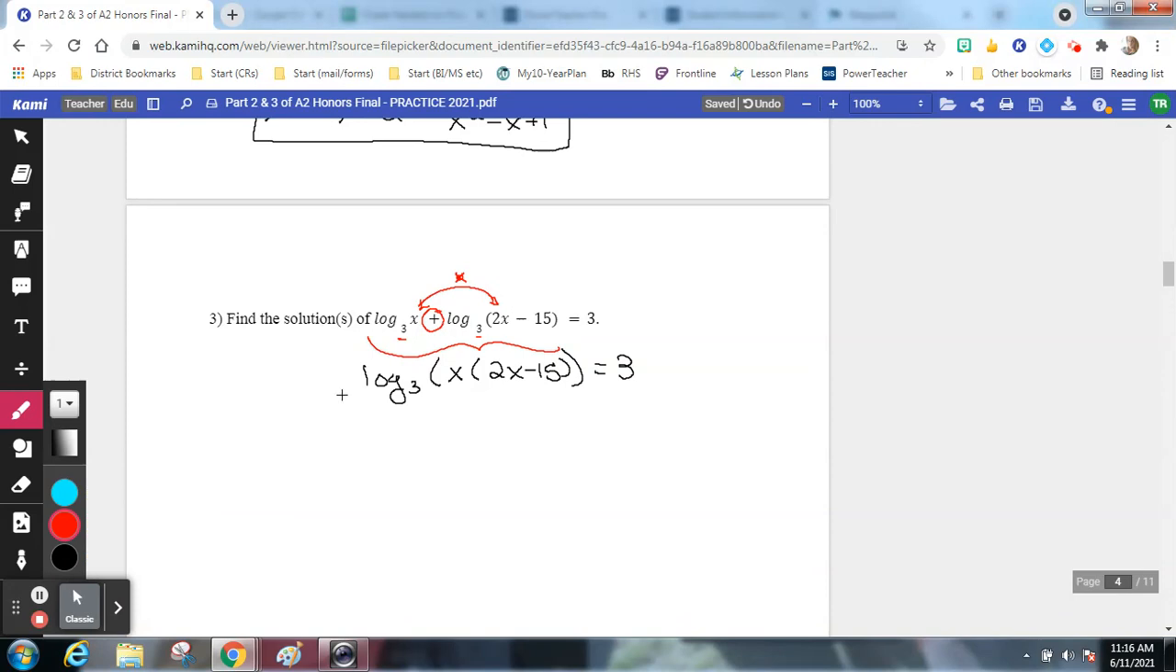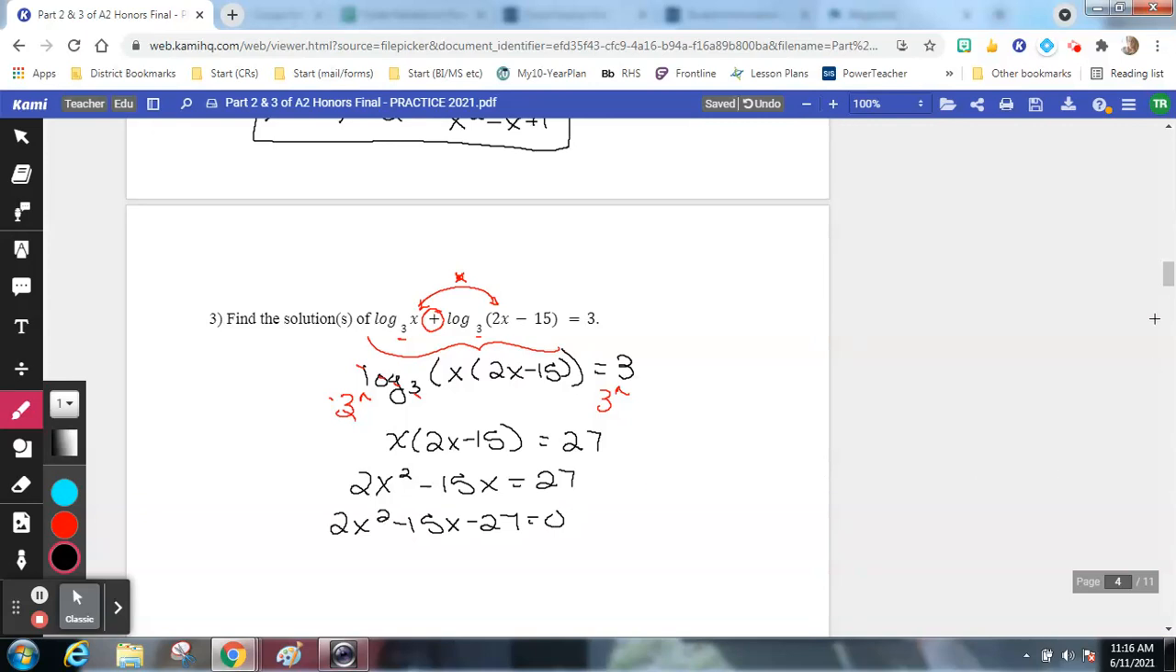And I'll get back to that in a moment, but I want to get rid of the log first. So in order to get rid of the log, we raise it as a power. So a base 3 with the power of log 3 is going to get that to go away. Means this drops. And then 3 to the 3rd power is 27. I'm going to distribute. That's 2x squared minus 15x equals 27. Bring that 27 over. So I get one side to be 0.